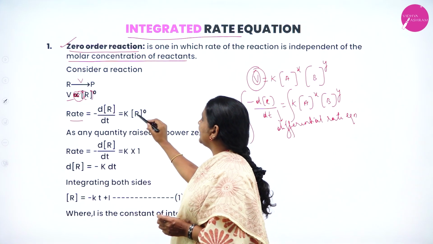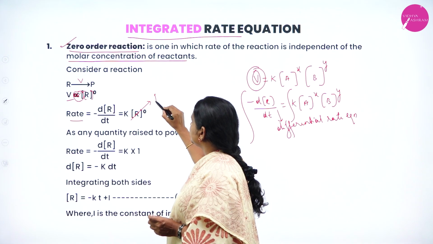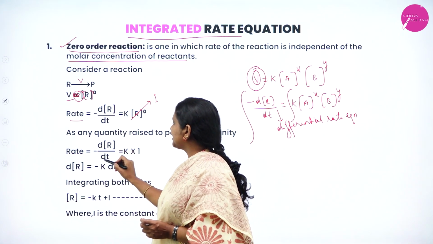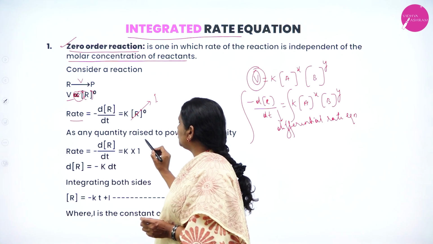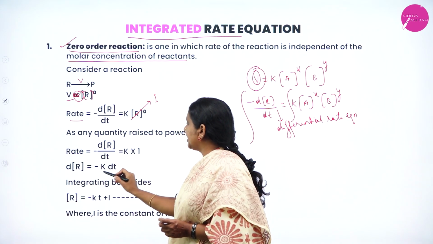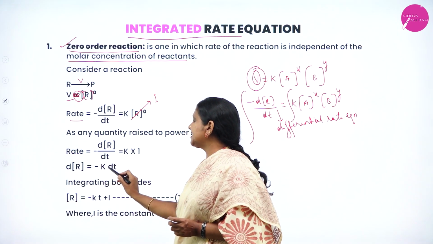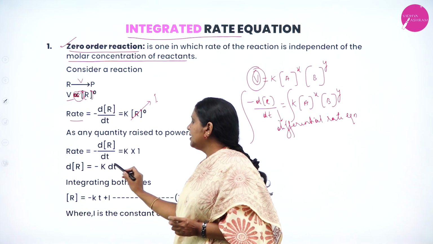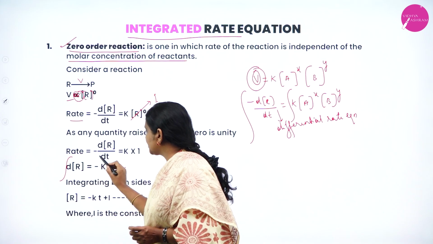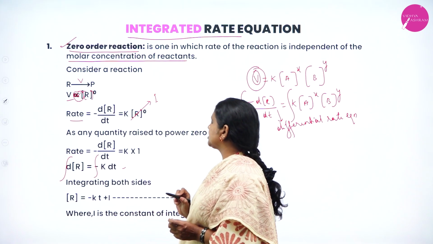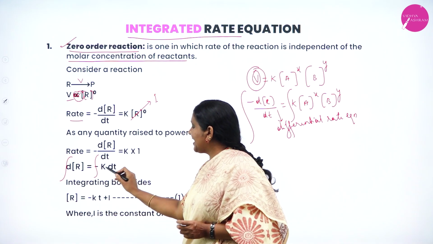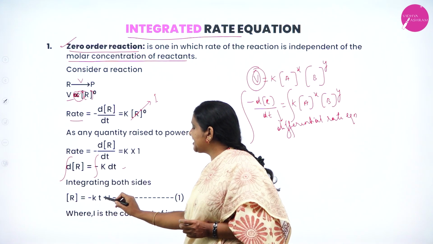Okay. So, any number to the power of 0 is equal to unity or 1. Therefore, rate is equal to minus dR by dt equals K into 1. Therefore, if I take negative sign to RHS, dR is equal to minus K dt. Integrating the above expression, integral of dR is R. K is constant, integral of dt is t.